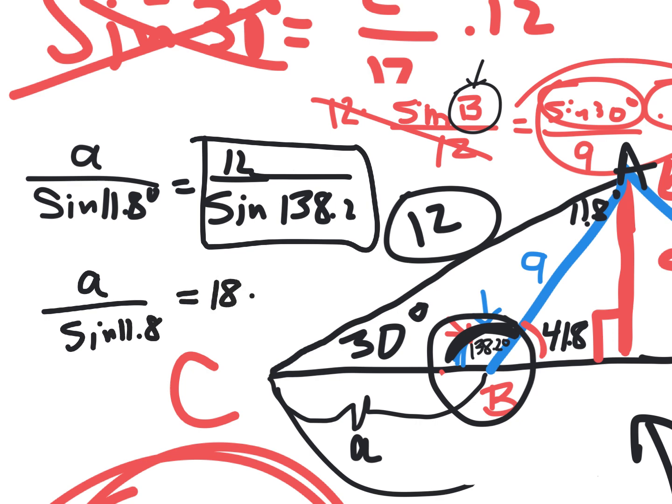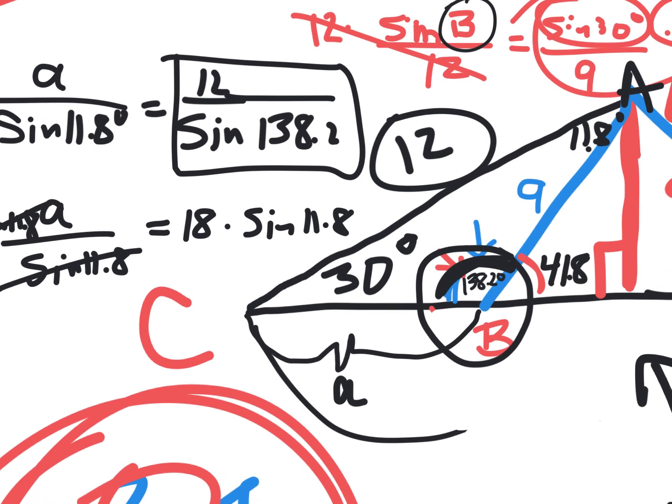Now I'm going to times by sine of 11.8 on both sides. That cancels that. And I'm going to take my 18 and times it by sine of 11.8. Would yours round to 3.7? Okay, cool. A was 3.7. All right, this was tricky.